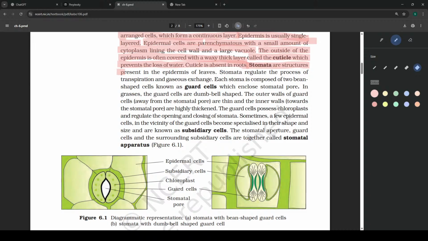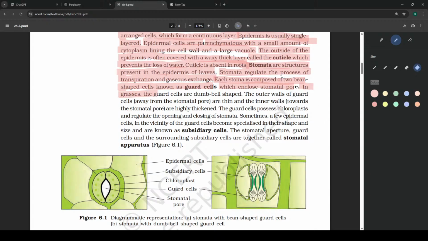Stomata are structures present in the epidermis of the leaves. Stomata regulate the process of transpiration and gaseous exchange. We know about stomata, the pore-like structures present in the leaf, and they regulate the process of transpiration, loss of water, and gaseous exchange. Each stoma is composed of two bean-shaped cells known as the guard cells, which enclose the stomatal pore.